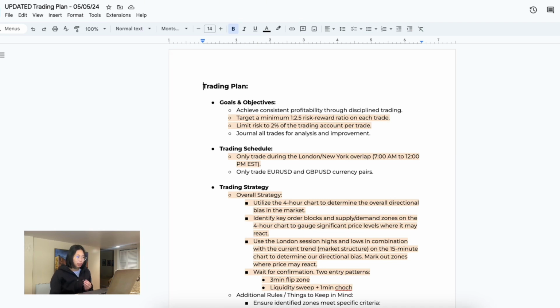In terms of the risk, it was originally 1%. I did raise it to 2% of the trading account just because I did lower that risk to reward ratio. In terms of the trading schedule, I originally said that I would trade during the London-New York overlap from 8 a.m.